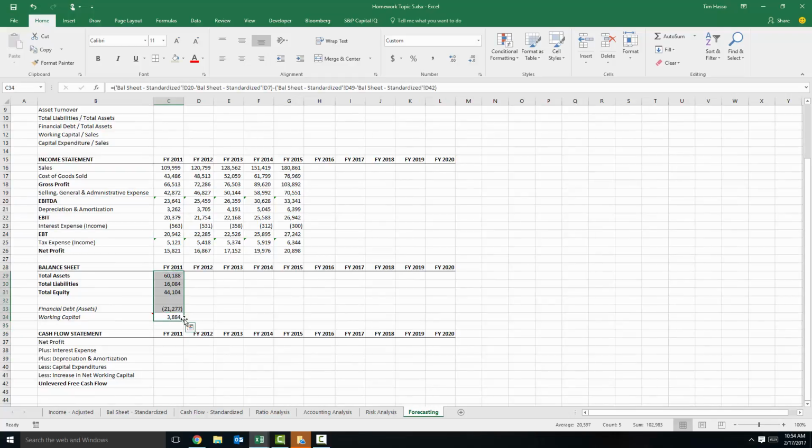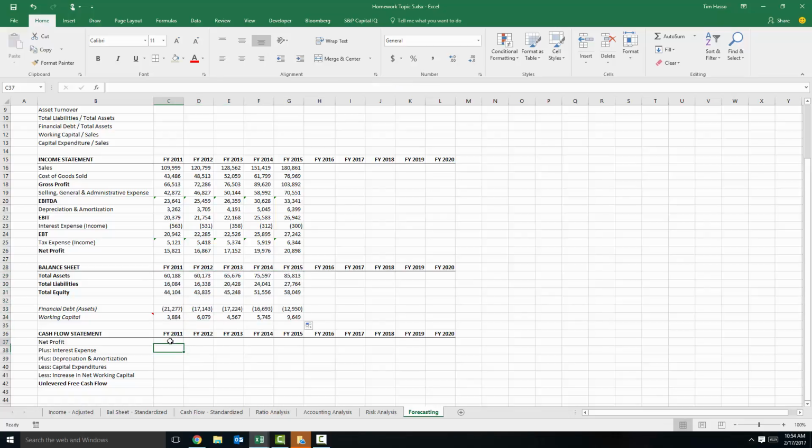Again, you can highlight all the ones that we've currently calculated, drag it to the right, and we get those fields populated as well. Now, the final section is the cash flow statement. In the cash flow statement, we're just going to try to estimate what the unlevered free cash flows are for each of these periods. You'll see that we essentially use the indirect method where we use the net profit and then we add back any non-cash expenses and subtract any cash items that you wouldn't have seen in the net profit. Now, what you'll see is that we have interest expense, depreciation and amortization, capital expenditure, and increase in net working capital.